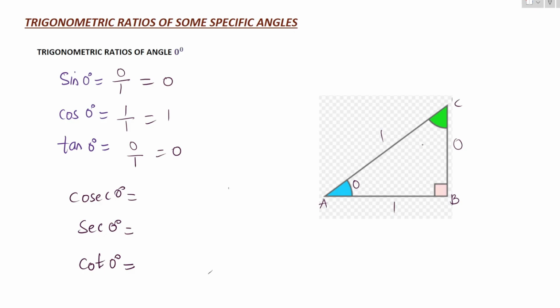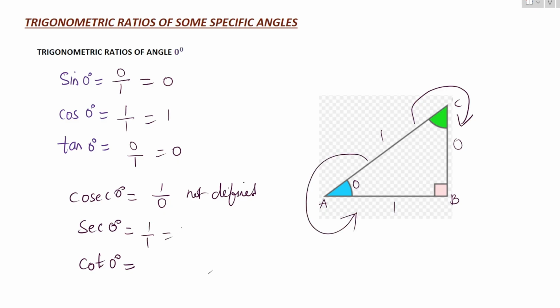Now cosecant 0 degree, take in the reverse, hypotenuse by opposite, 1 by 0, not defined. Secant 0 degree, hypotenuse by adjacent, 1 by 1, equal to 1, and cot 0 degree, adjacent by opposite, 1 by 0, not defined.